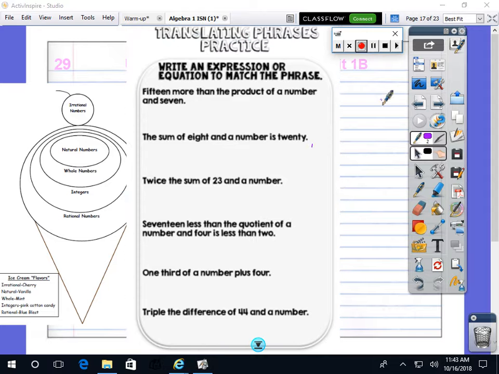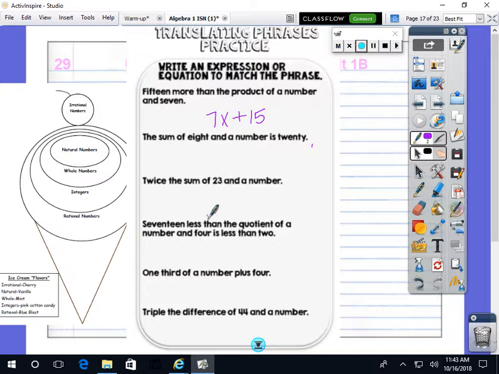Okay, let's see what y'all got. 15 more than the product of a number and 7. What do you think? Yeah, 7x plus 15. You're adding 15 more than the product, which is multiplying a number and 7. And even though they did say number first in the statement, anytime you're multiplying a number and a variable, we put the number in the front. So 7x, 7 times the number.